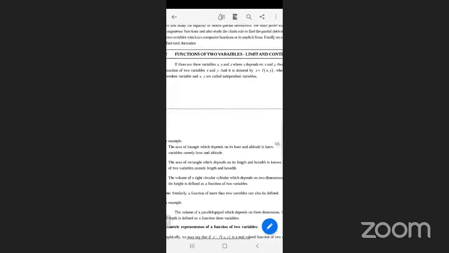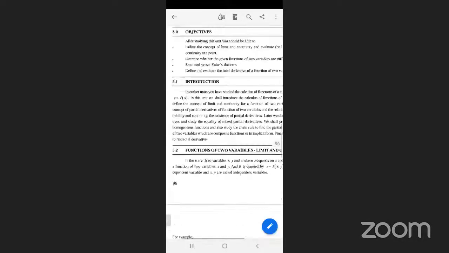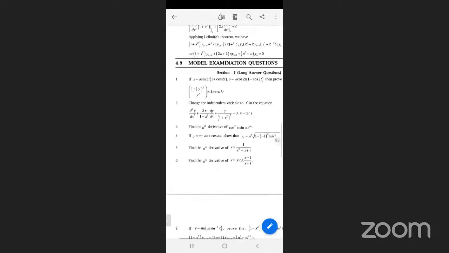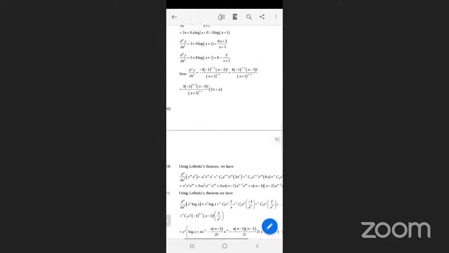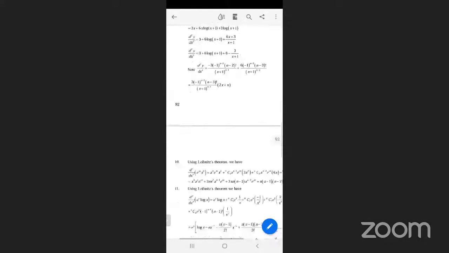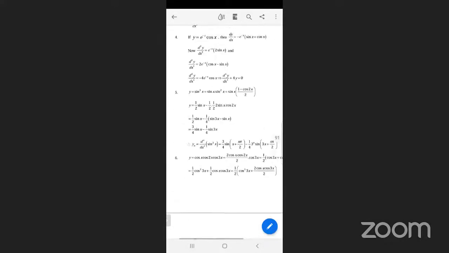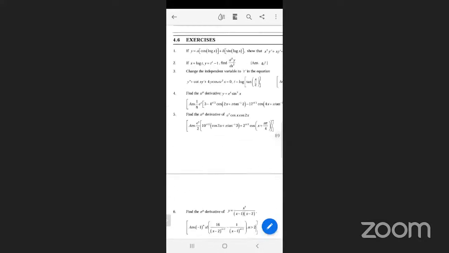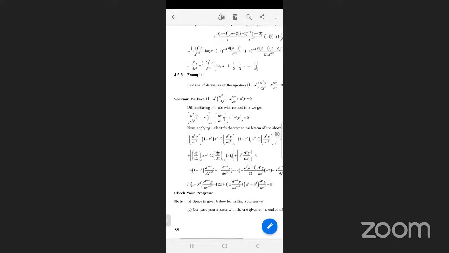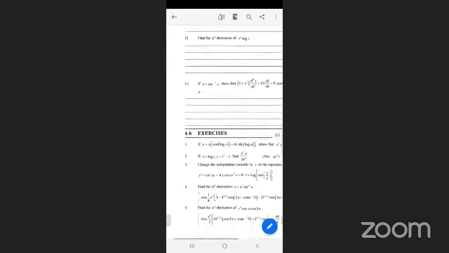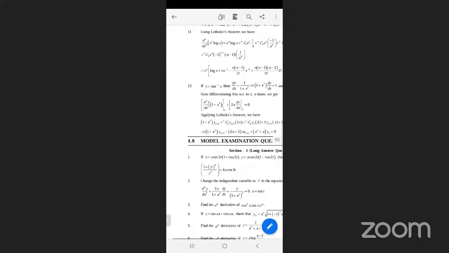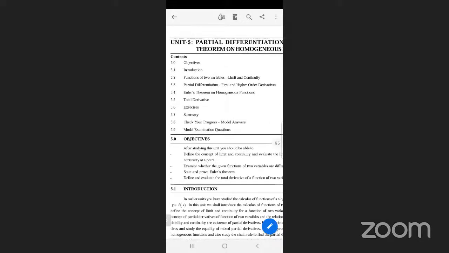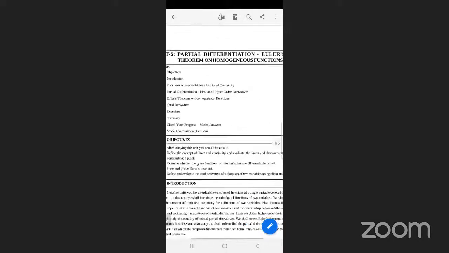Okay. So first, before starting that, I will explain one small topic. Okay, let us start this. Partial differentiation and Euler's theorem on homogeneous functions.